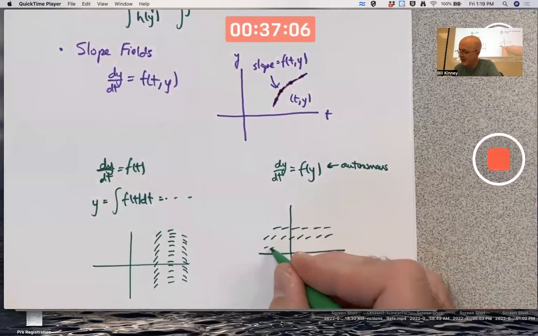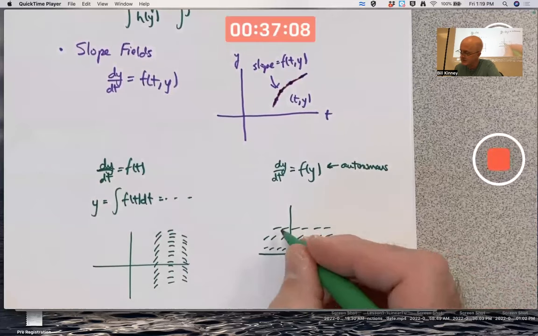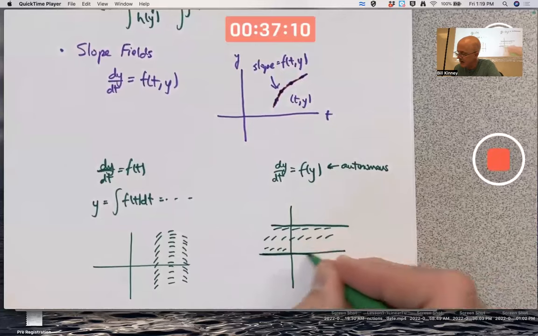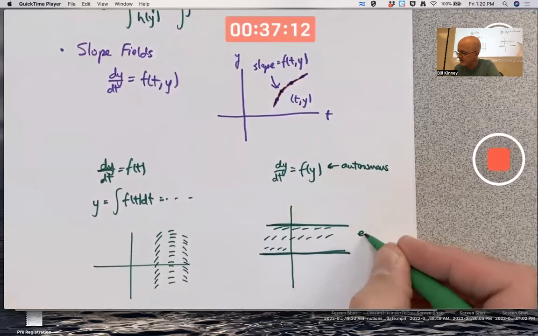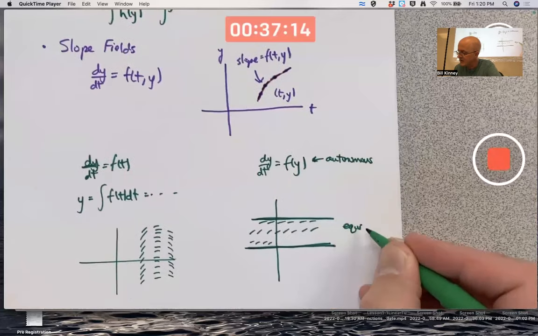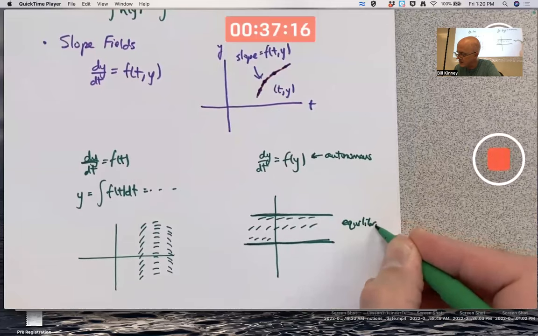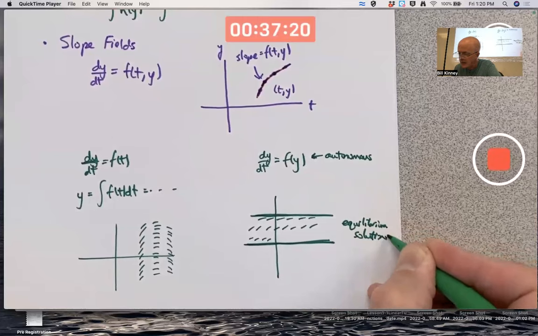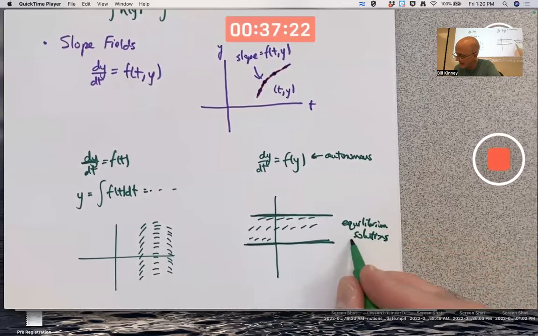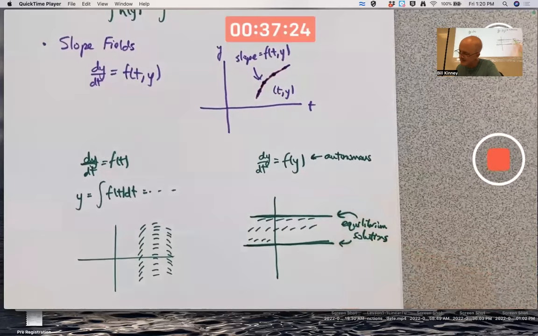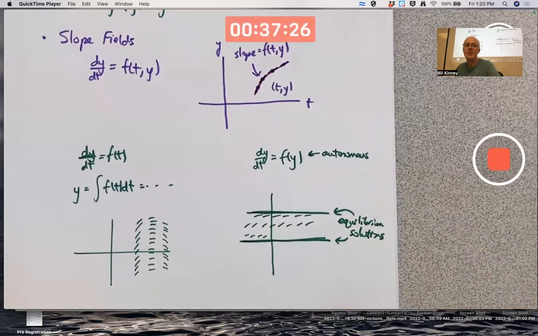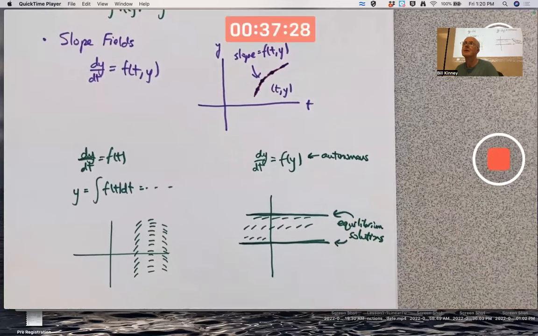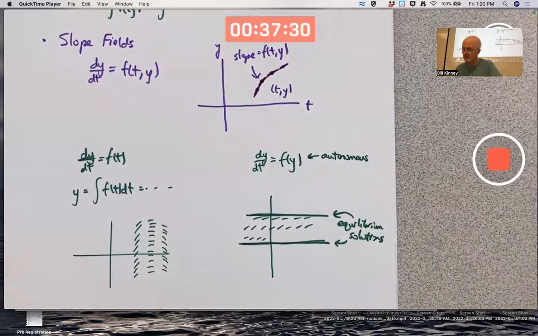And you often have equilibrium solutions, maybe here and here. Equilibrium solutions, which are constant functions that solve the differential equation. That says equilibrium solutions if you can't quite read it. What were the ones that... These here, you mean?